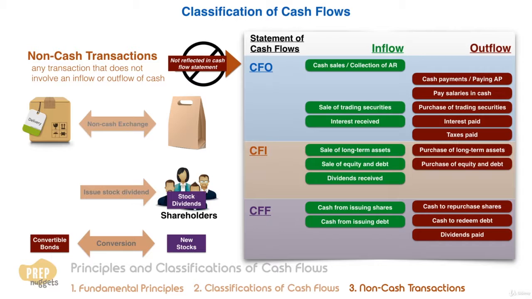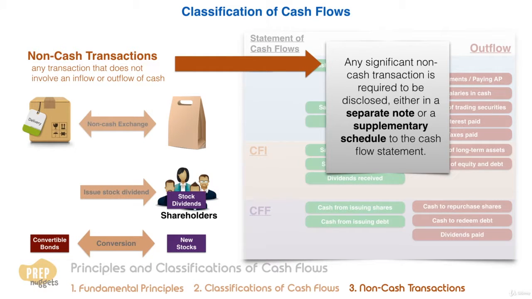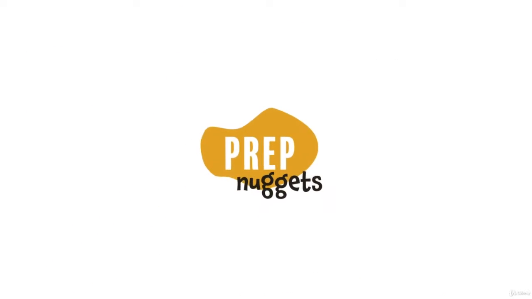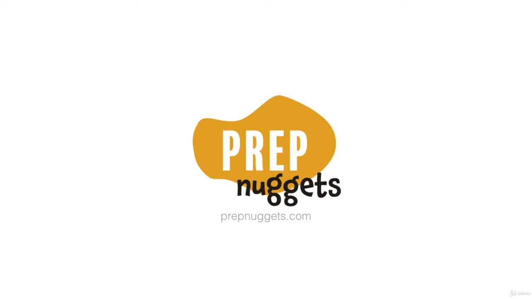However, because such transactions may affect a company's capital or asset structures, any significant non-cash transaction is required to be disclosed. This can either be in a separate note or a supplementary schedule to the cash flow statement. That wraps up this quick introduction lesson on the statement of cash flows. In the next lesson, we shall move on to the linkages of the cash flow statement with the income statement and balance sheet, and the steps in preparation of the cash flow statement. See you soon.